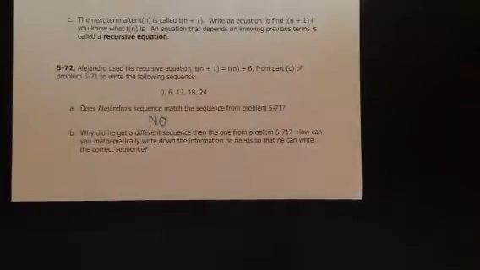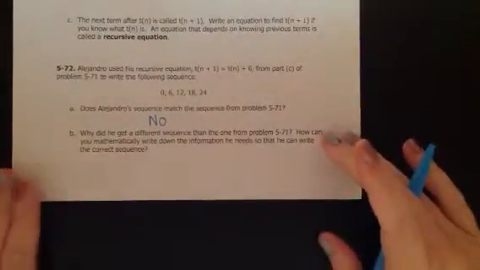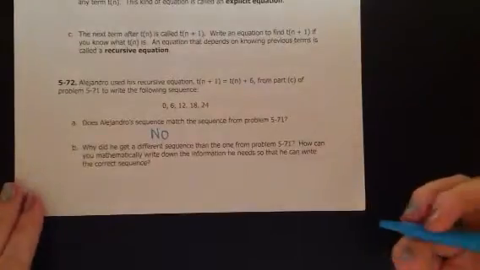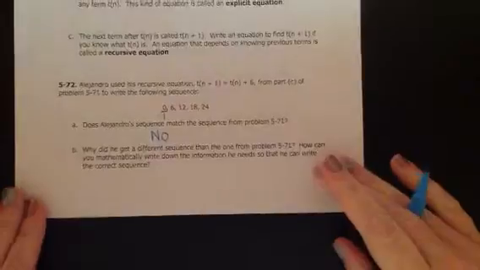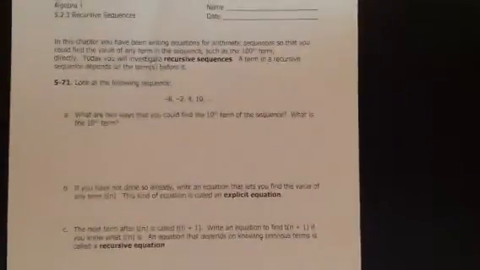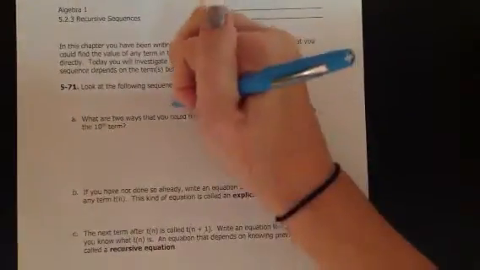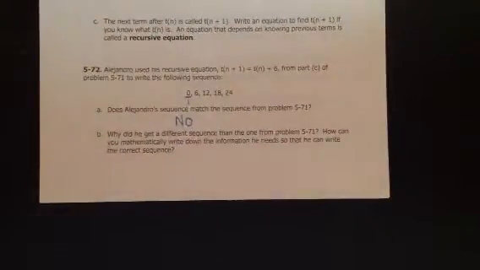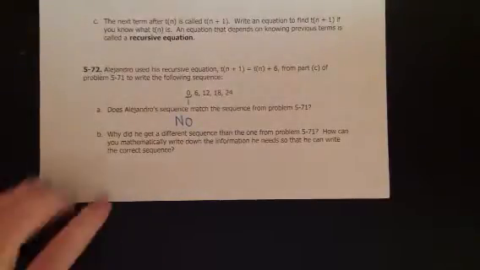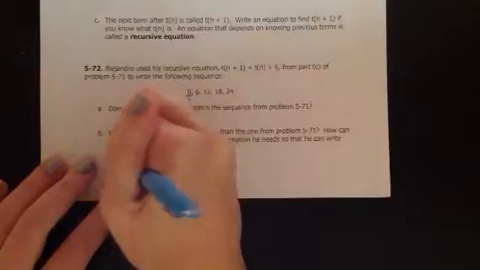Why did he get a different sequence than the one from problem 5-71? So just like when we looked at if the numbers were the same, we could see his first term here was 0, compared to up here, their first term was -8. So they had different starting places. So why did he get a different sequence? That's going to be he started at a different number.